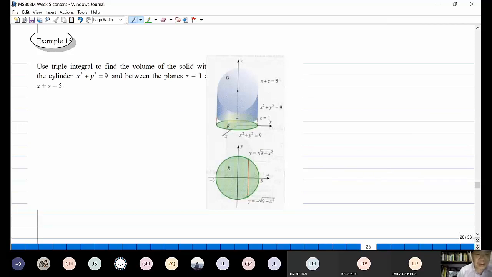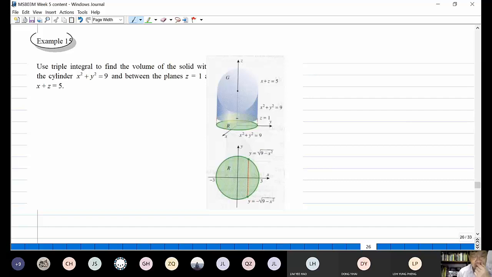Find the volume of the solid within the cylinder x squared plus y squared equals 9, a vertical cylinder, between the plane z equals 1 and x plus z equals 5. x plus z equals 5 is a plane. z equals 1 is also a plane. So basically, this solid is hanging in mid-air, between z equals 1 and x plus z equals 5.